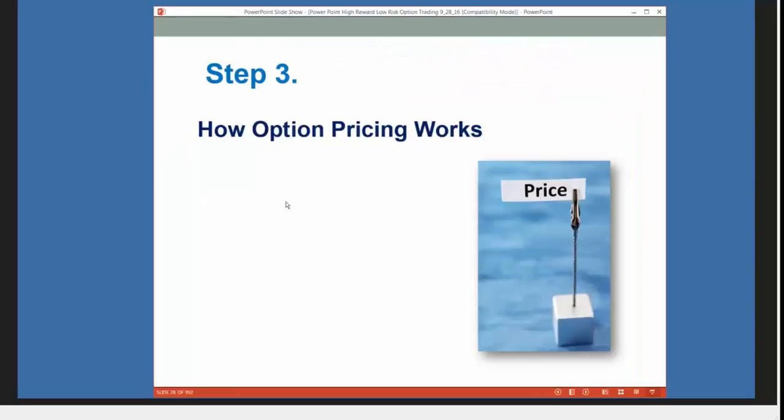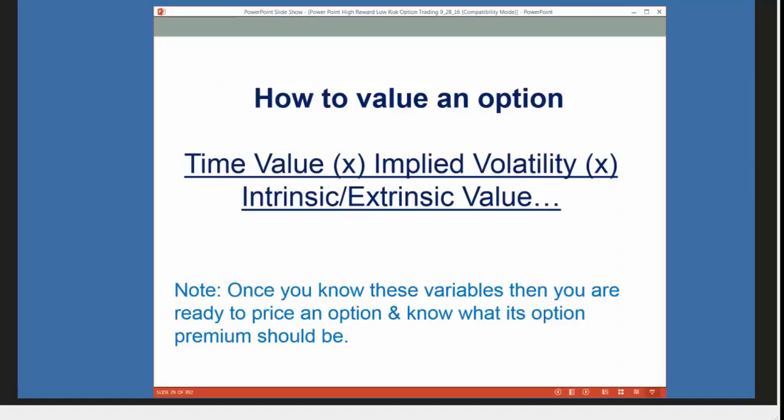Now, the next thing is how does the option pricing get affected by these different components? So the major components for the value of an option will be time value times the implied volatility times the intrinsic extrinsic value, or the underlying value. And once you know these variables, then you're going to be ready to price the option that you're looking at and know what its option premium should be. So there are other Greeks that go into this, but these are the main components for the price.